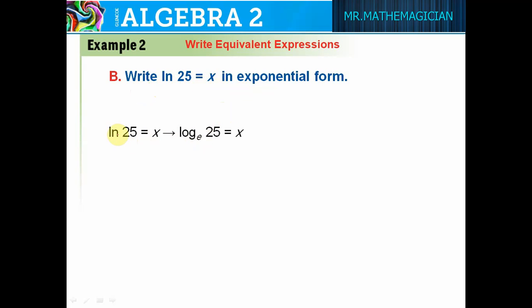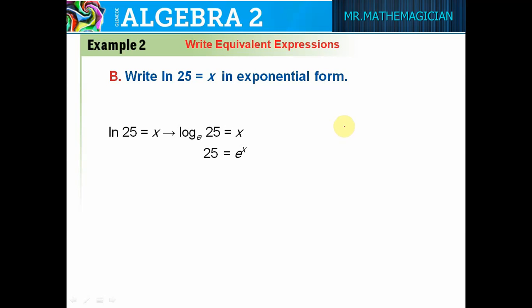So first we know that ln is log to the base e, so we'll write it as log to the base e, 25 equals x. e is the base and x is the power, so we can easily transform it into exponential: 25 equals e to the power of x.